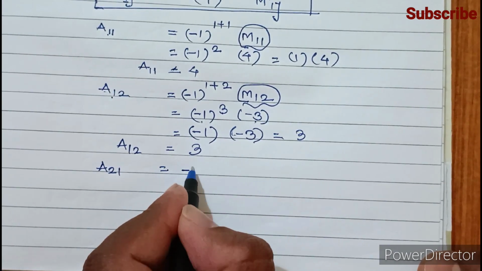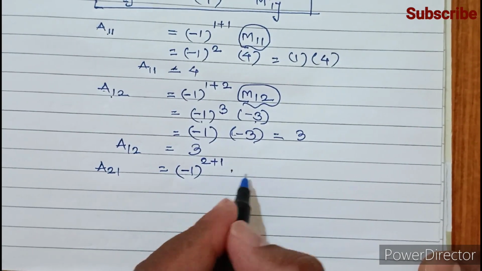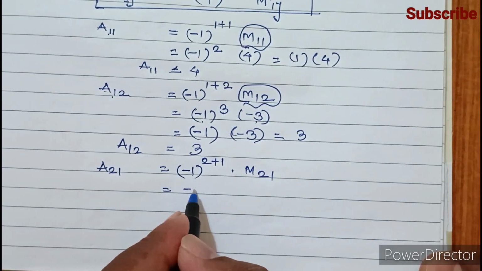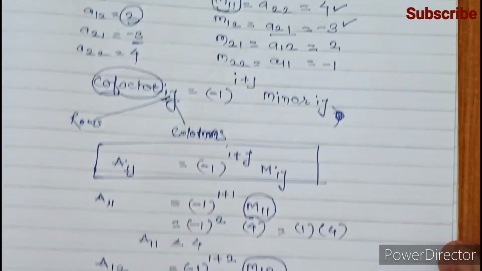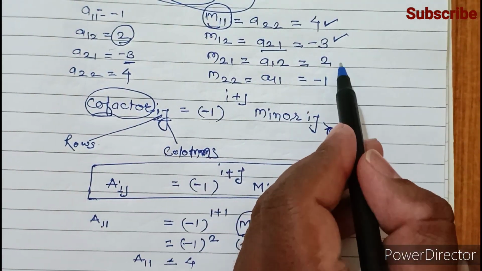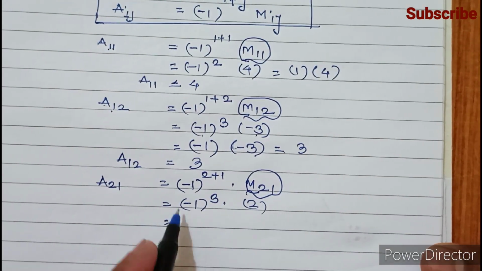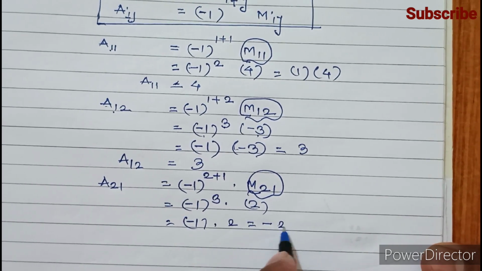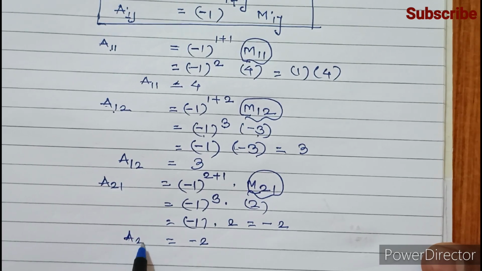It will be equal to minus 1 to the power 2 plus 1, that is i plus j, into the minor m21, minus 1 to the power 3 into m21. The value of m21 is here, plus of 2. Put 2 here: minus 1 to the power 3 will be minus, so minus 1 into 2 will be minus 2. We get minus 2 as the value of a21.